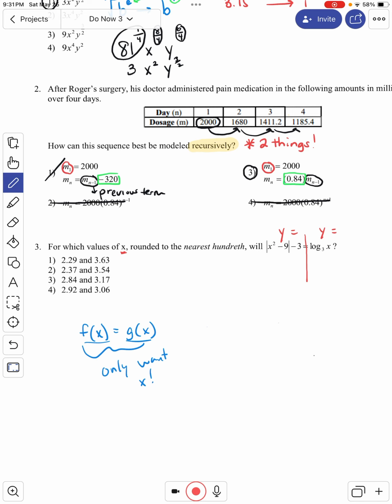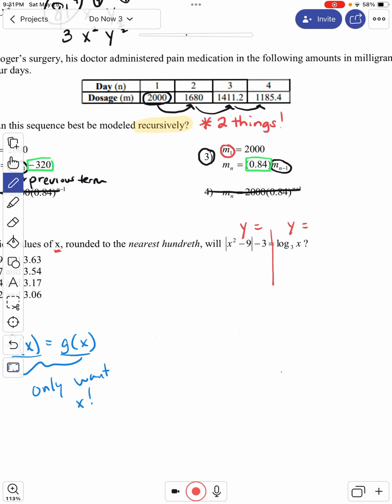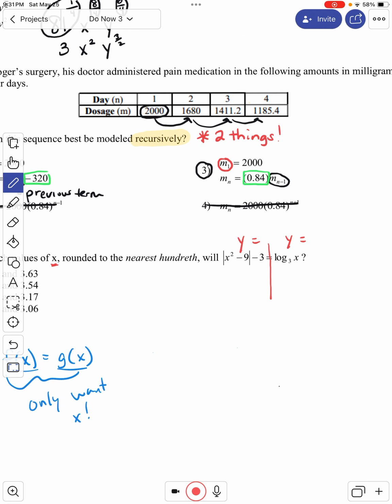Now I'm going to give you a little bit of calculator advice here. The absolute value, you're going to press math, num, and there it is. You're going to see the abs. Now for the log button, it's going to be math, alpha, math.